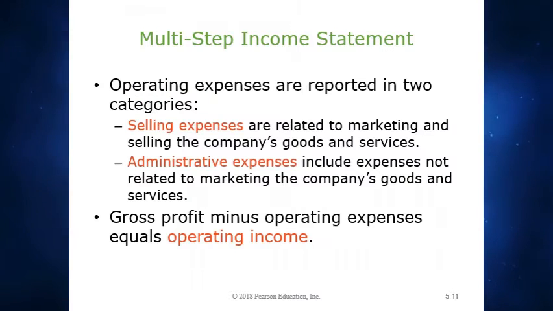So we're going to start talking about the multi-step now, which will be the income statement we'll be using moving forward. In the multi-step income statement, we separate our expenses into two different categories. We have selling expenses and administrative expenses. The selling expenses are related to the marketing and the selling of the company's goods and services, and then the administrative expenses are the things that are not necessarily related directly to those goods. So it could be things like rent, it could be things like the CEO's salary, general upkeep of the business, having the lights on so that we can work, those types of things. And then the next thing that we'll do is we will have the gross profit minus the operating expenses will equal our operating income.